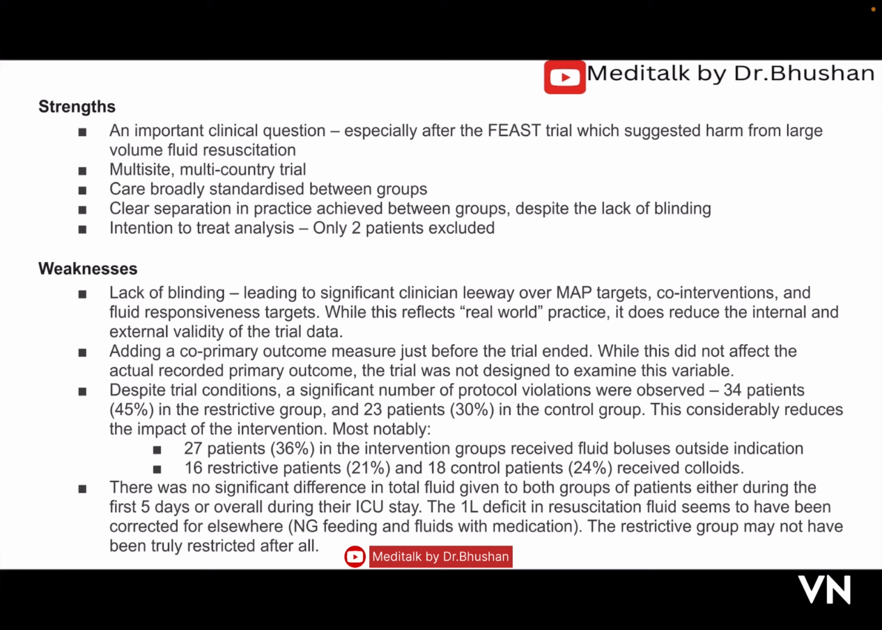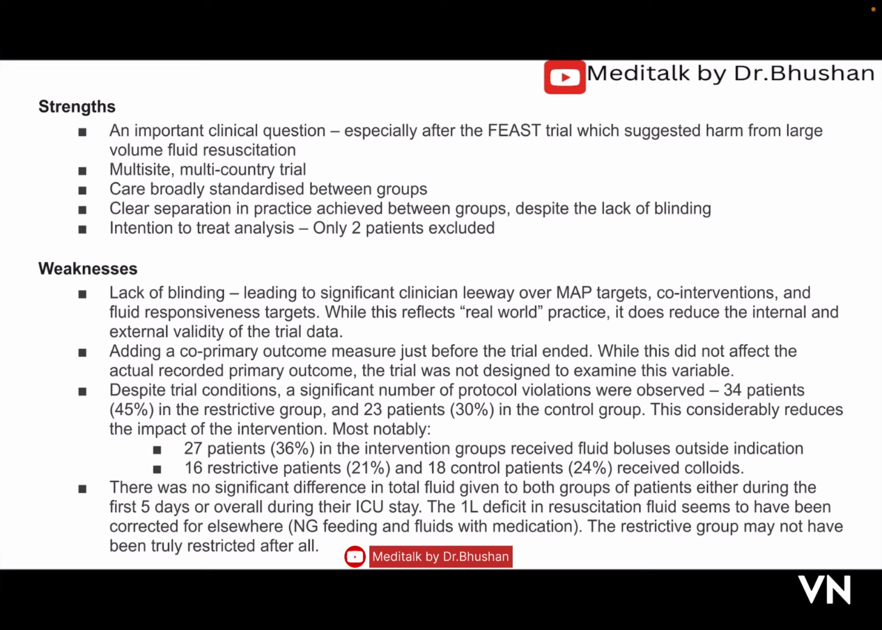While this reflects real world practice, it does reduce the internal and external validity of the trial data. A primary outcome measure was added just before the trial ended. While this did not affect the actual recorded primary outcome, the trial was not designed to examine this variable. Despite the trial conditions, a significant number of protocol violations were observed.